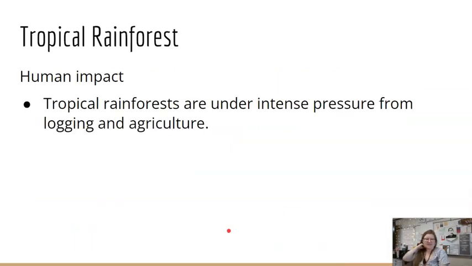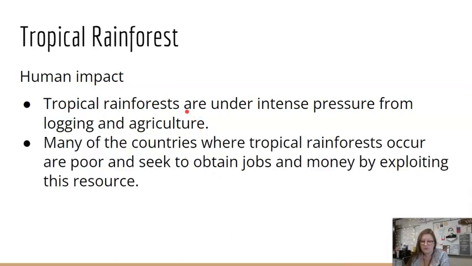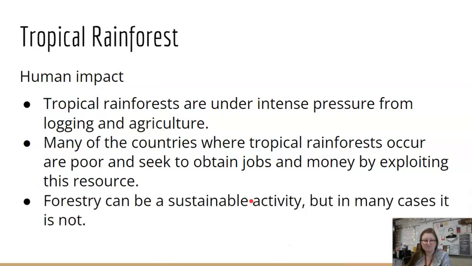Tropical rainforests are under intense pressure from logging and agriculture. We like to cut down trees. Many of the countries where tropical rainforests occur are poor and seek to obtain jobs and money by exploiting this resource. So they are selling this resource in order to help gain economic standing, and they're usually selling that resource to more developed countries like the US, who has already used a lot of our resources.